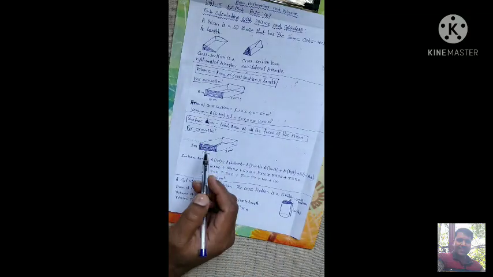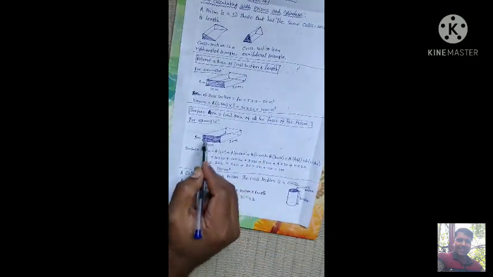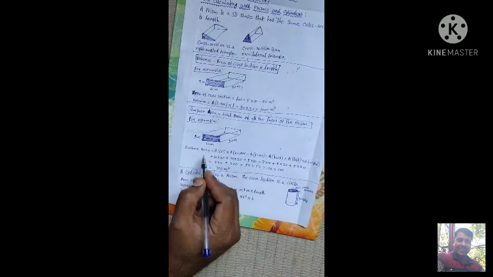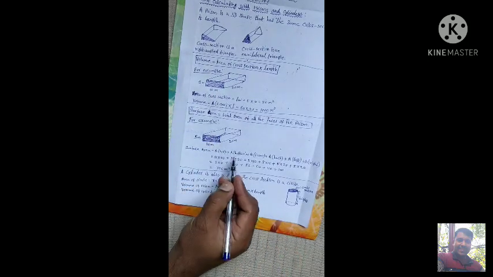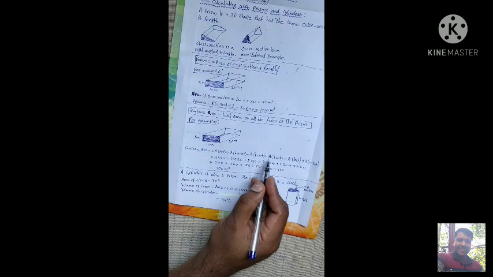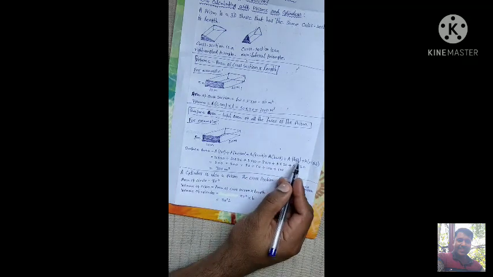For example, I will show you one here, using the same image. Surface area equals area of top, plus area of bottom, plus area of front, plus area of back, plus area of left, plus area of right. All the sides. Whatever the diagram given, we have to add all the sides' areas.